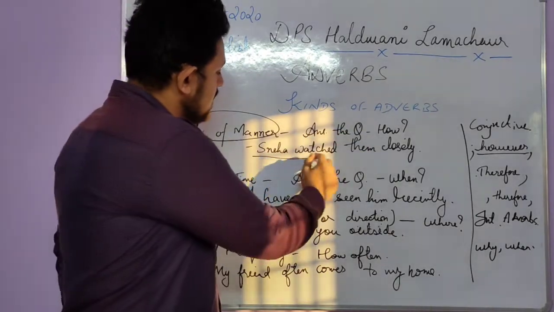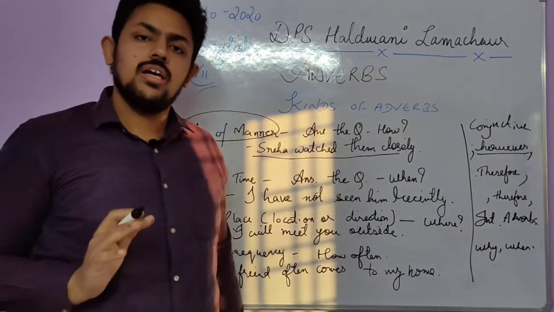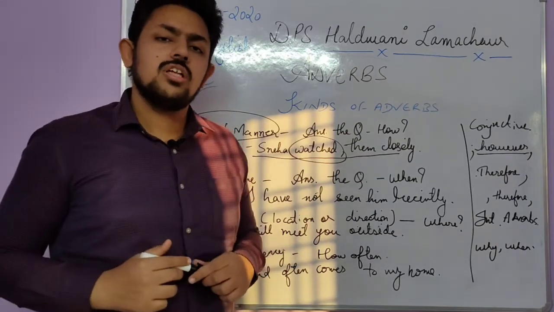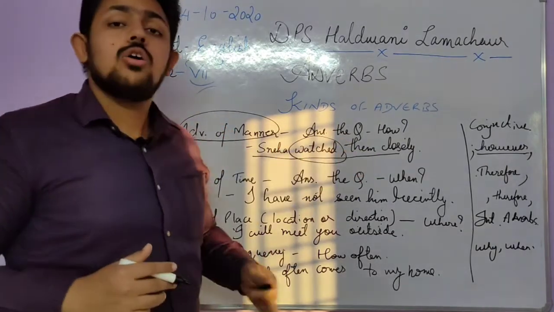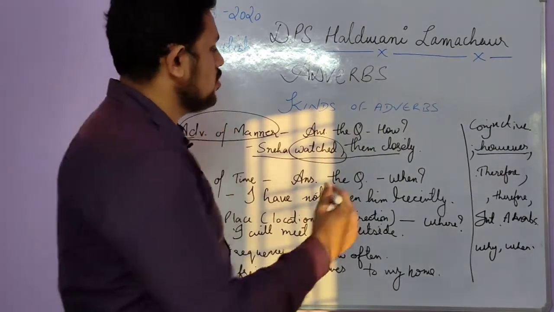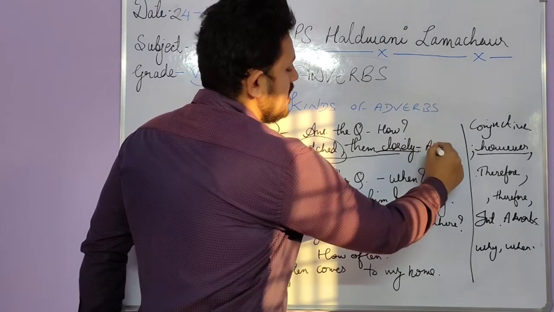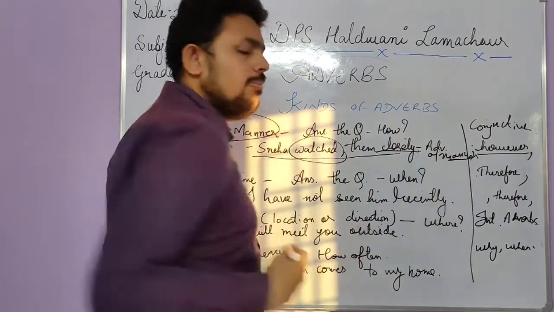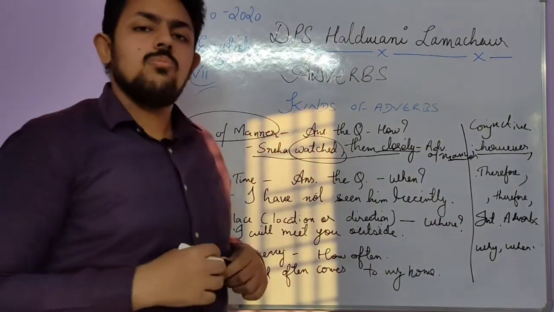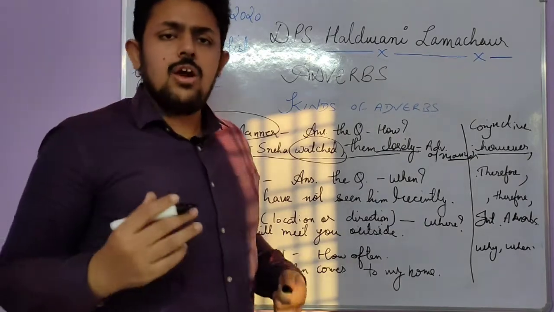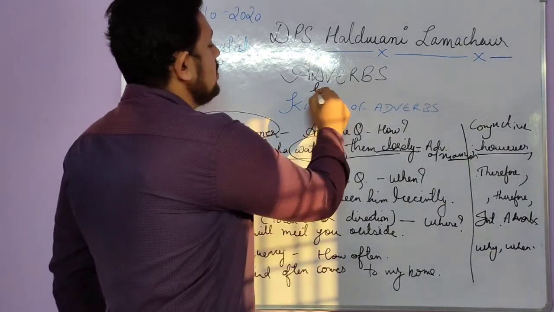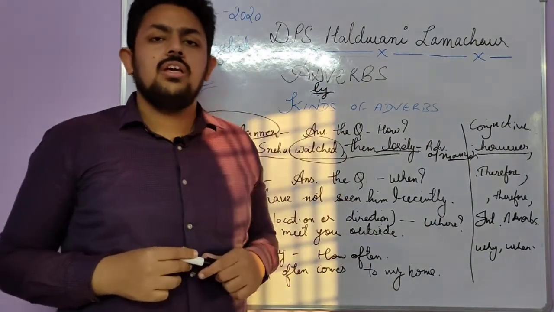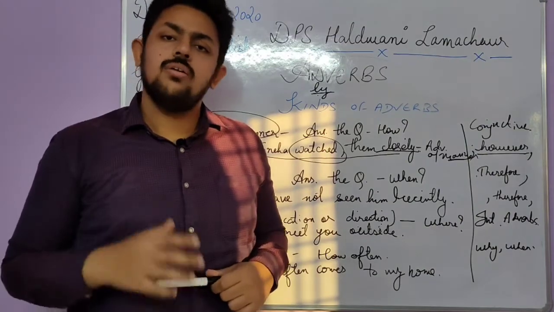For example, see, Sneha washed them. Washed is the verb. So how did Sneha wash them? Sneha washed them closely. So closely is the adverb, an adverb of manner, that is how she washed, in what manner she washed. And one more thing, adverbs may or may not end with ly. Often they end with ly, like friendly, beautifully, sharply, slowly, all of that.